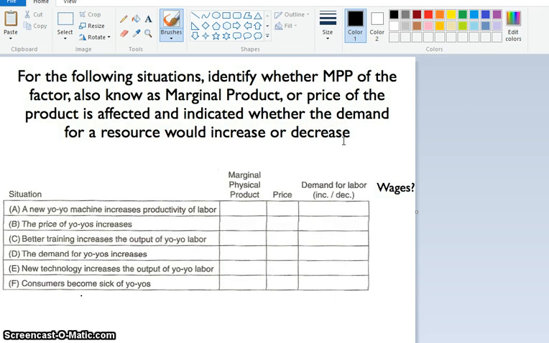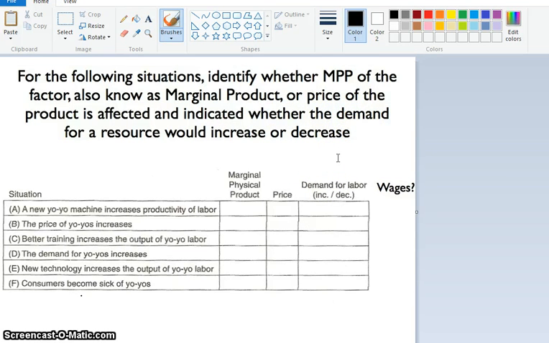So the idea that this chart, or this paper, is trying to illustrate to you is the idea that the demand curve for labor, land, and capital, for any factor of production, is derived from this formula. So we figure it out from this formula.